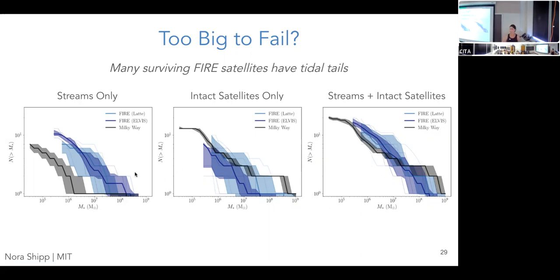Yeah, so like I mentioned, one of the big points here is that a lot of the surviving satellites in FIRE do have tidal tails and would be classified as streams. And so if you look only here, perhaps part of the problem is that some of the systems in the Milky Way that we've classified as intact satellites do actually have very diffuse tails that have not yet been detected and should be included in our stream sample. And this also suggests that when we make comparisons of satellite populations in FIRE, we should be including things like Sagittarius that have a surviving progenitor, even though it also has tidal tails.